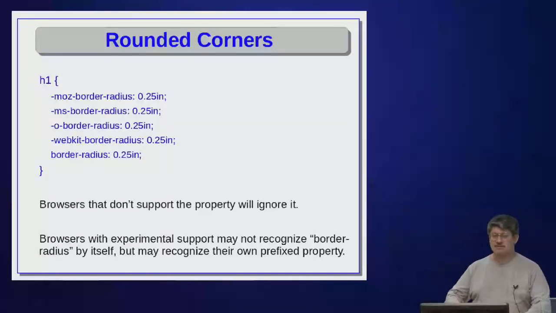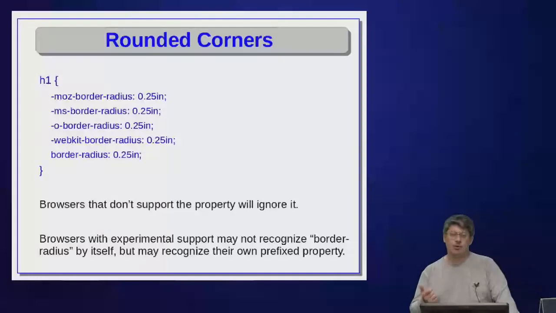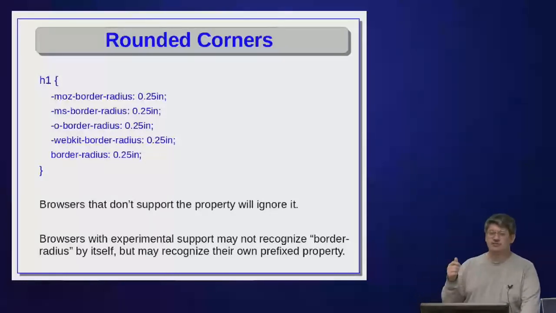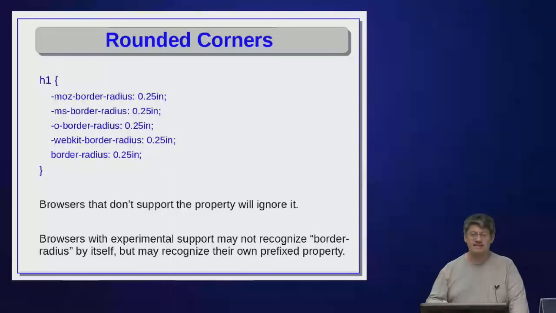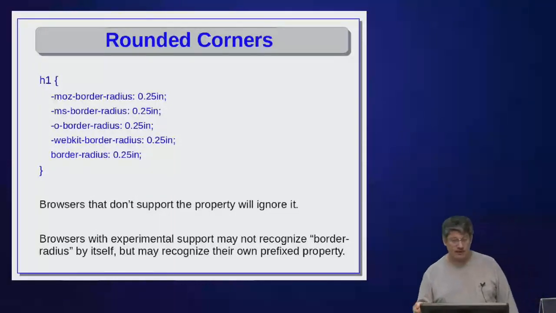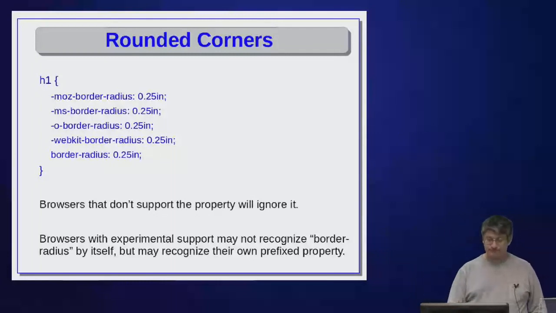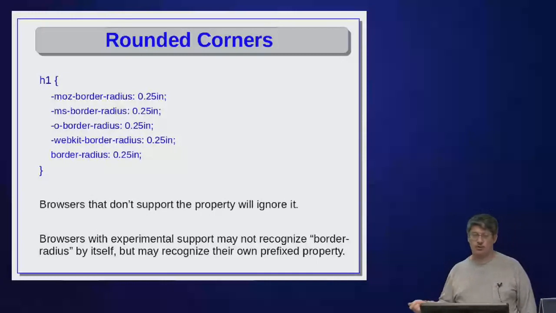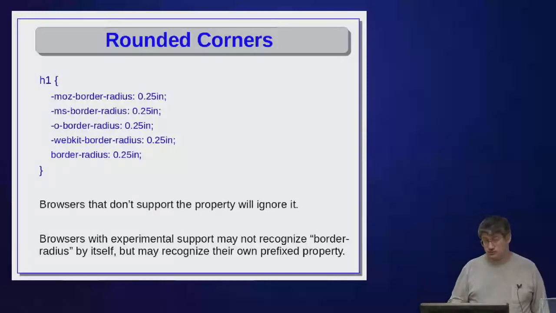And so what happens is that in order to get the border radius, we actually have to throw in all five of these. We have to do the four prefixes plus the border radius, and now we can be sure that the border radius will be on if the web browser supports it at all. It may look kind of funny on some of these ones that don't have proper support for it, but it should do something.